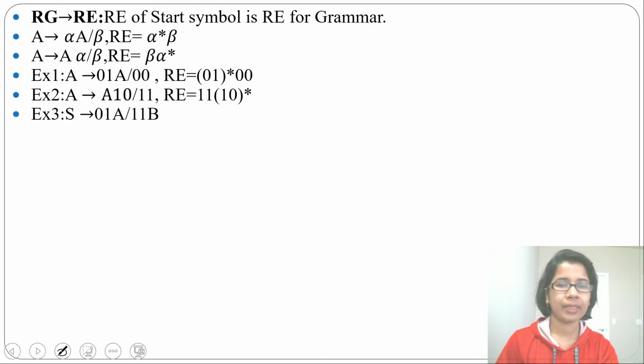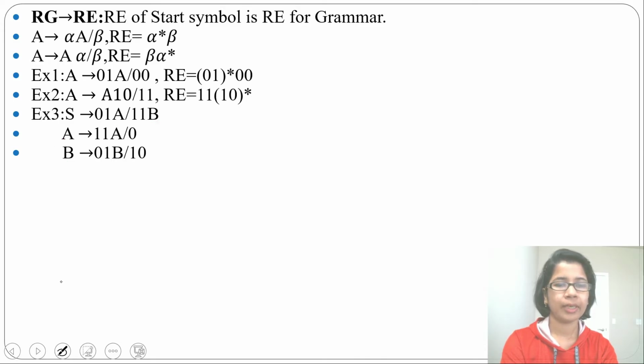Next language: S tends to 01A or 11B. Then from A you can derive 11A0. From B you can derive 01B10. So what will we do? We'll first find the regular expression for B. Then we'll find it for A. Then we substitute here in place of A and B, and we'll find the regular expression for S.